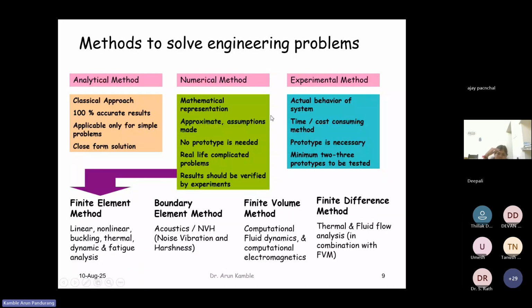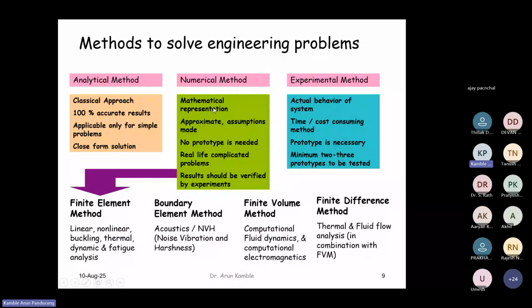And the second one is the numerical method. It uses a mathematical representation of the given physical system, but this is approximate, and we make a lot of assumptions in this method. But here a prototype is not required, and we can solve real-life complicated problems. We can also verify the results with the experimental results.